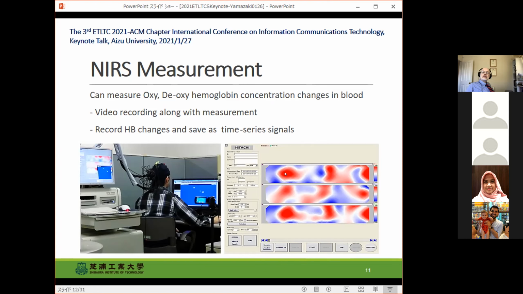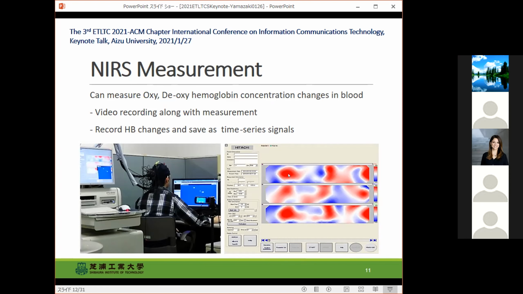This red area shows a high blood concentration change. This red area shows the increase in oxyhemoglobin concentration. So that actually means this area is activated. On the other hand, this blue area is not activated. This is how we interpret this topography.